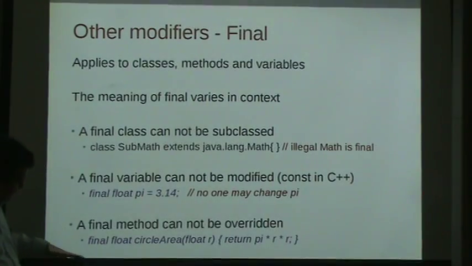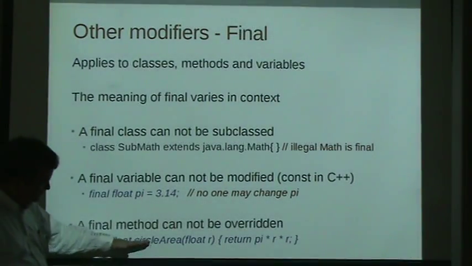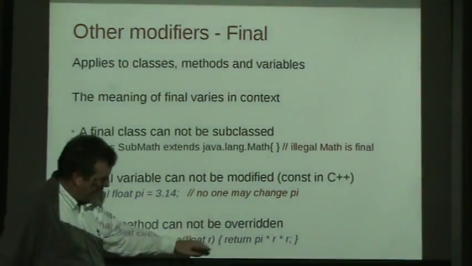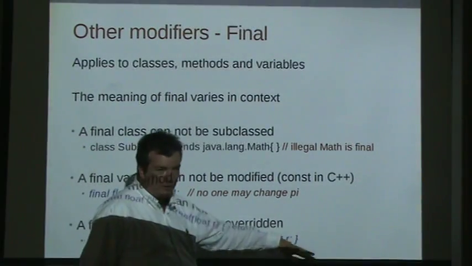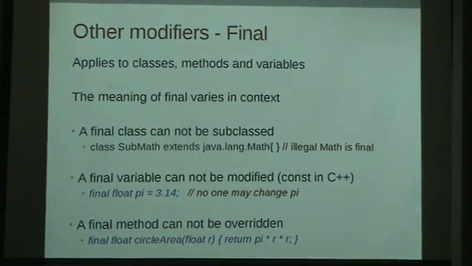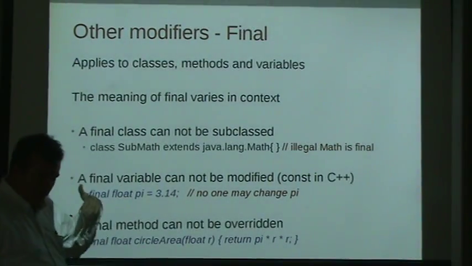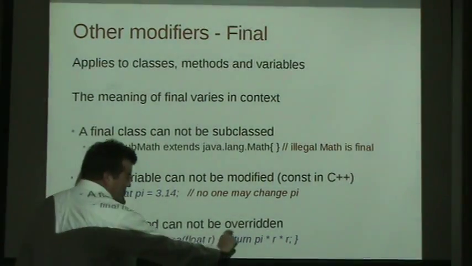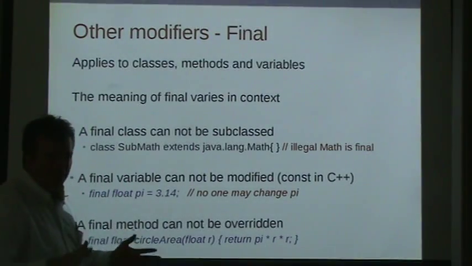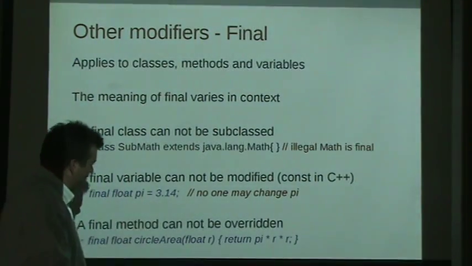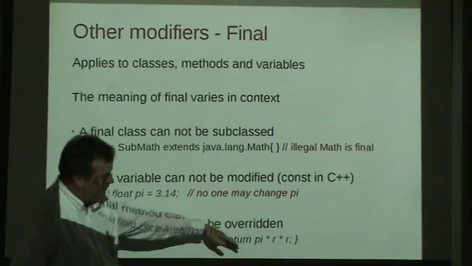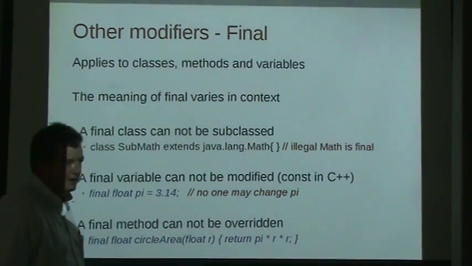So, for example, you can say a final float circle area, you give it a radius and it will return pi r squared, pi times r times r. So what you don't want is somebody to inherit this method from you, create a class, they would get a copy of this, and then they'd say, oh, I know a better way to find the area of a circle, and then they go and use some formula that's not correct.